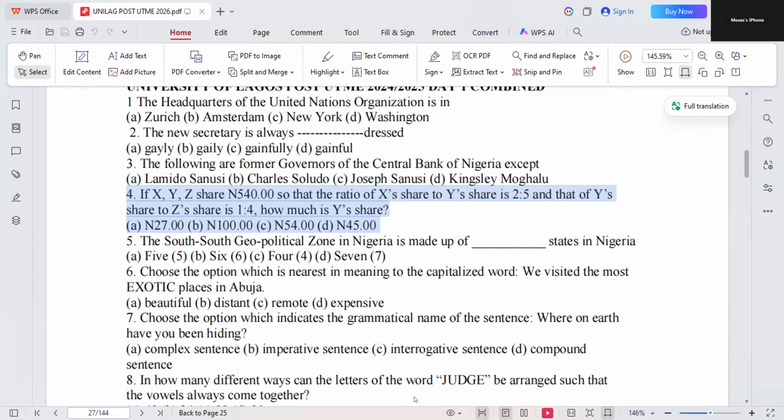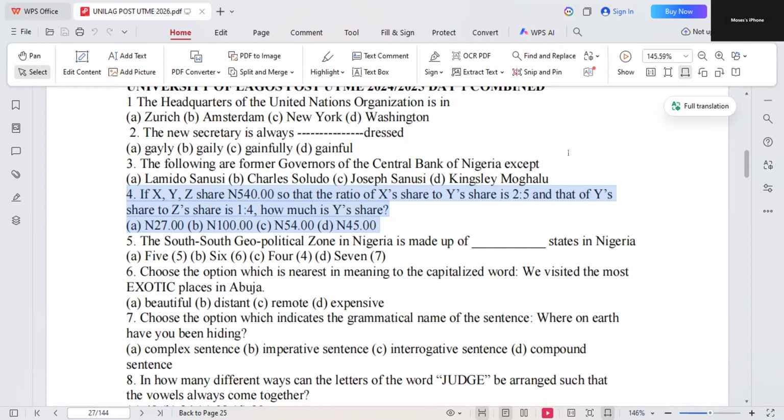Now we are told if X, Y, Z share 514 naira, so that the ratio of X share to Y share is 2:5, and that of Y share to Z share is 1:4. How much is Y share? Now looking at this one, we have three different parts here. We have X, Y, and Z. We have X ratio Y ratio Z.